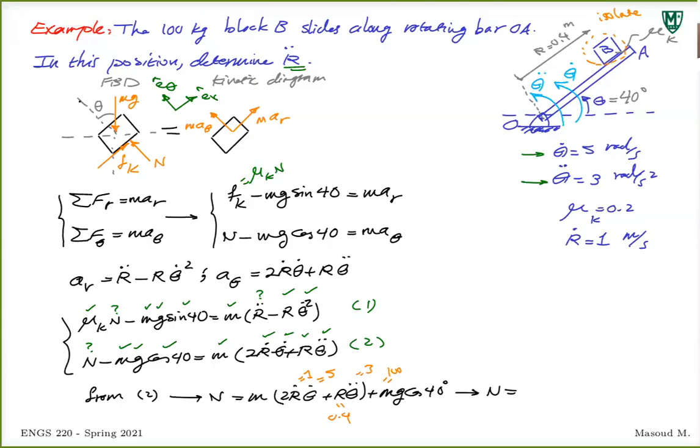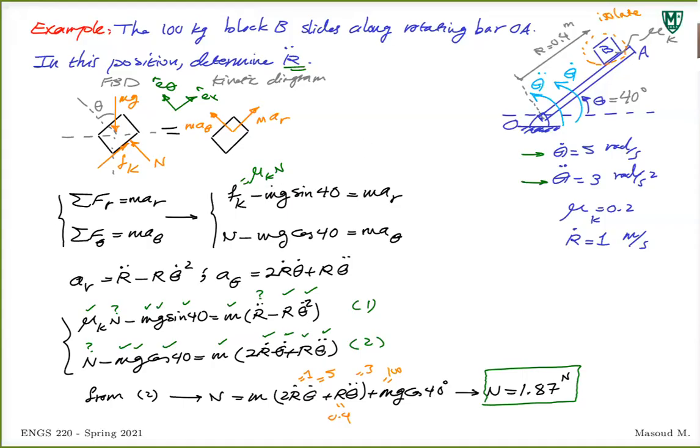N will be, the number I got is 1.87 newtons. Using N is the problem, because N and Newton look the same. I try to put the units up. So we got N. Now once we know N, we can go back to the first equation.